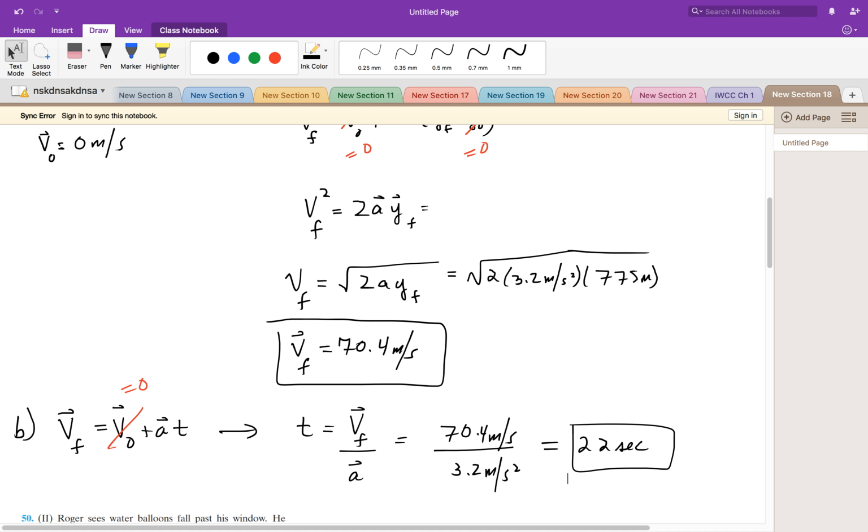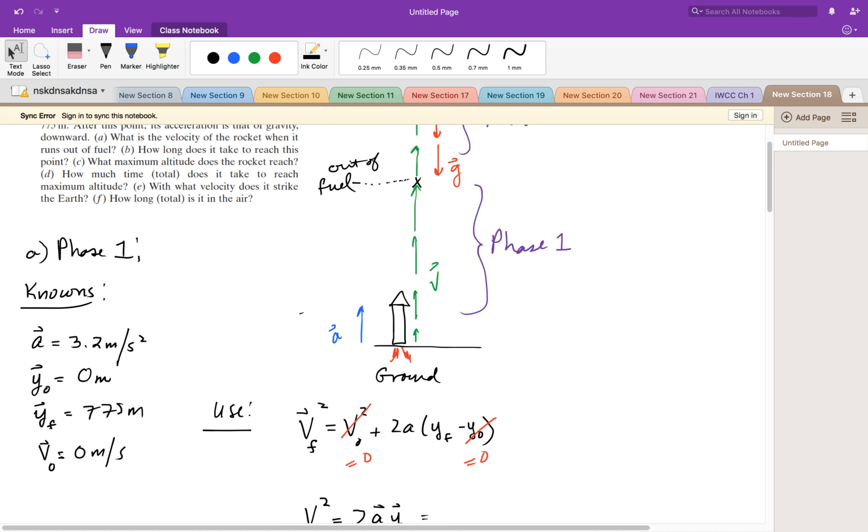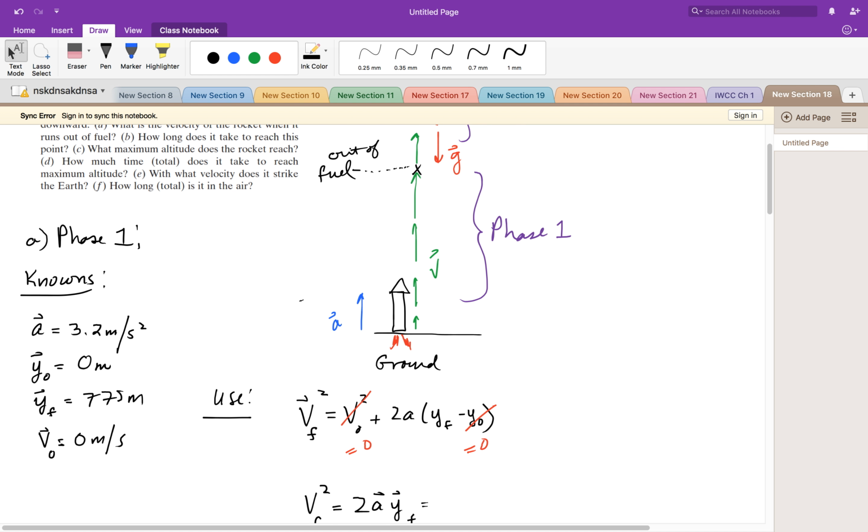Okay, so that's parts A and B. So let's go check out part C. What maximum altitude does the rocket reach?